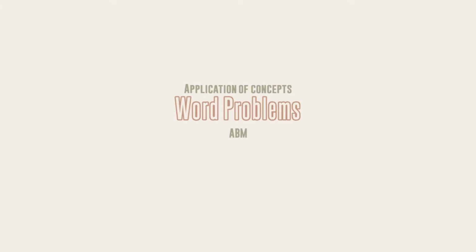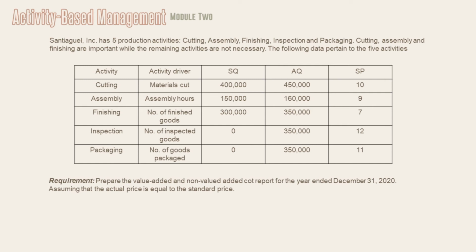Now, since we are done discussing the concepts under ABM, let us now proceed in applying those concepts through different problems. So for problem 1, let me read the problem to you. Sanjagil Incorporation has 5 production activities: cutting, assembly, finishing, inspection, and packaging. Cutting, assembly, and finishing are important, while the remaining activities are not necessary. The following data pertain to the 5 activities.